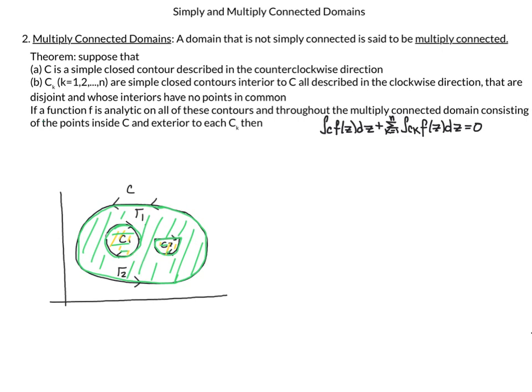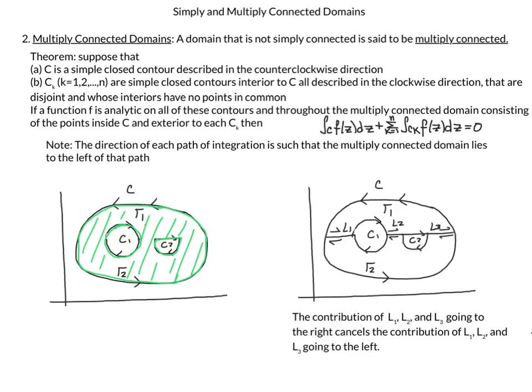And what we can say then is that the contour integral around C plus the contour integral around the C sub k, so the contour integral around C1 and C2, which are in the opposite direction, is equal to 0. To see why this formula is true, we're going to modify our drawing. We're going to modify our paths.